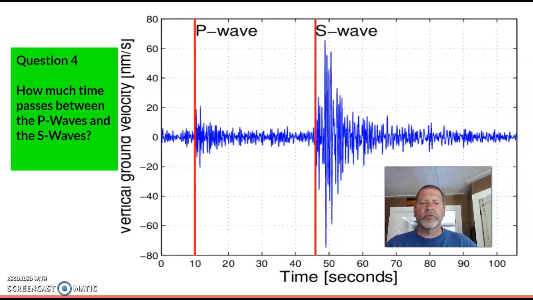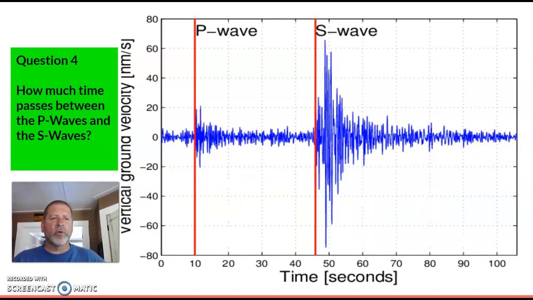Then question number 4, same chart. Here's the question: how much time passes between the P waves and the S waves according to this graph? If you look at this chart, how much time takes place between when a particular location gets hit by P waves and then by S waves?